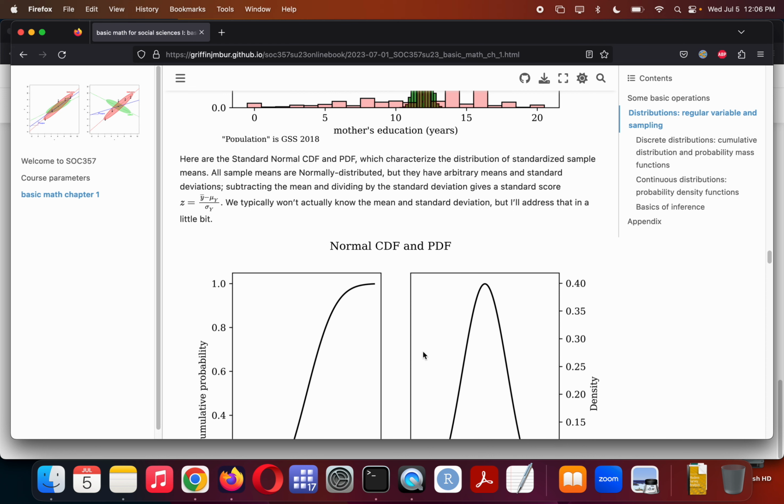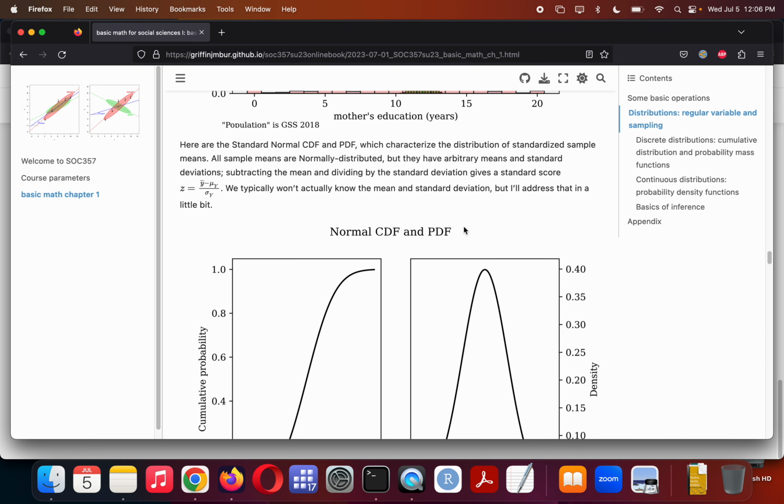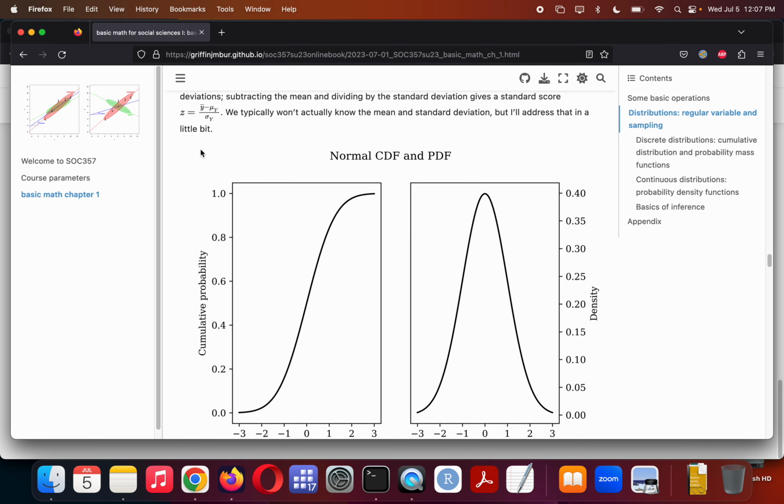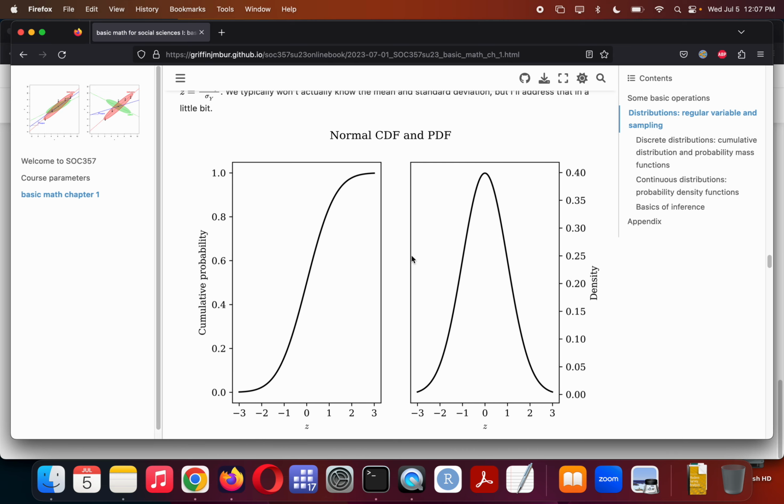So these are the standard normal cumulative distribution function and probability density function, and this is how any normally distributed variable, once we take a standard score, is distributed. And a standard score is just, we subtract off the mean of that particular variable, we divide out by the standard deviation of that particular variable, and then any normally distributed variable will have this specific distribution once it's standardized.